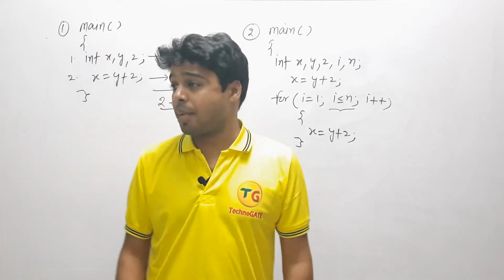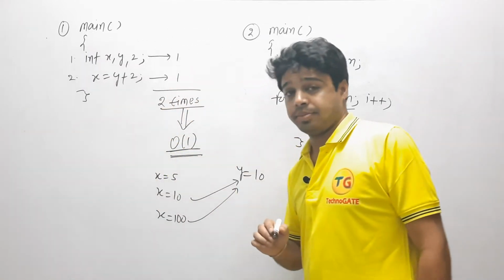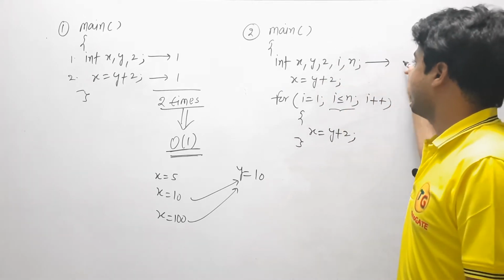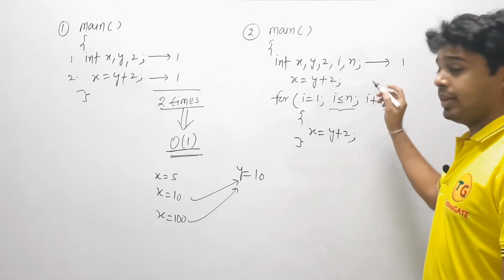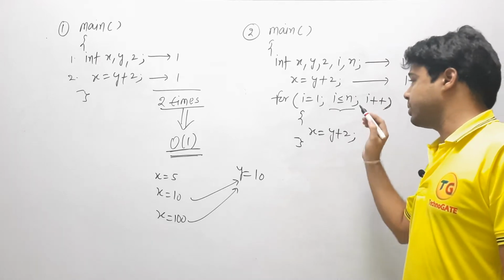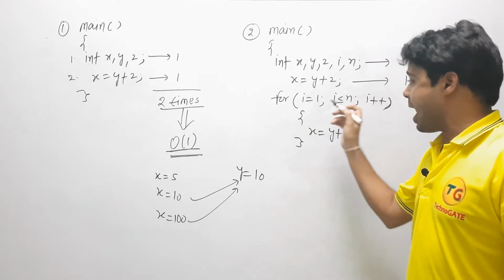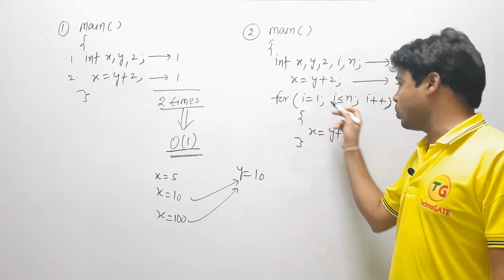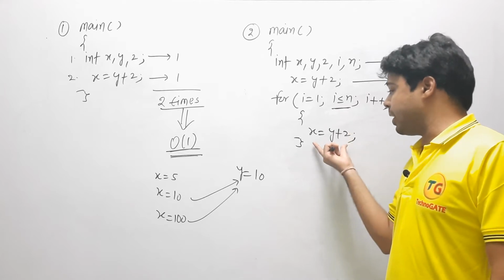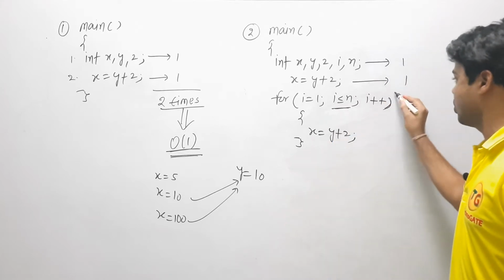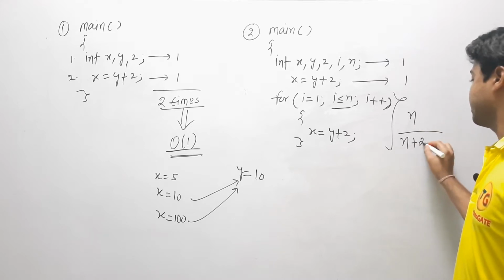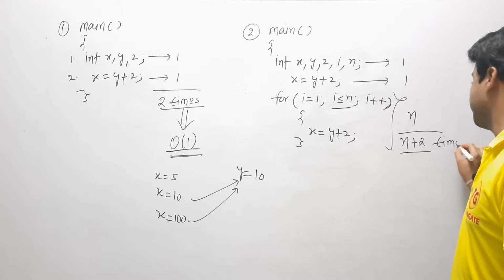So this program's time complexity is constant. Next one is this one. Again, statement here, only one time execution. Again this statement, one time execution. So this is a for loop. For i value 1, it executes one time, i value 2, 2 times, i value 3, 3 times. So it goes to n times. So this statement will be executed n times here. So what is the total time here? n plus 2 times.